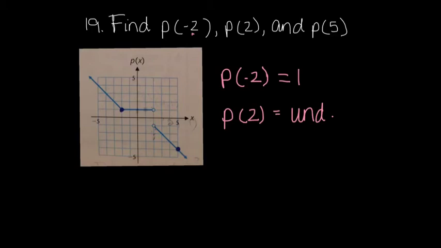And then finally, to find p of 5, here's where x is 5. I look for the corresponding y point. So this is the point 5, negative 4. So p of 5 is equal to negative 4.